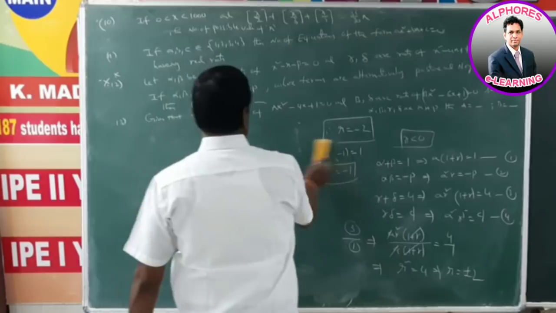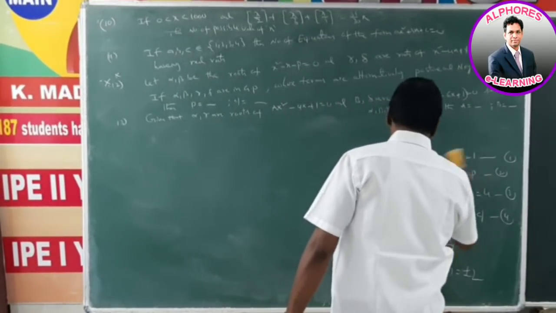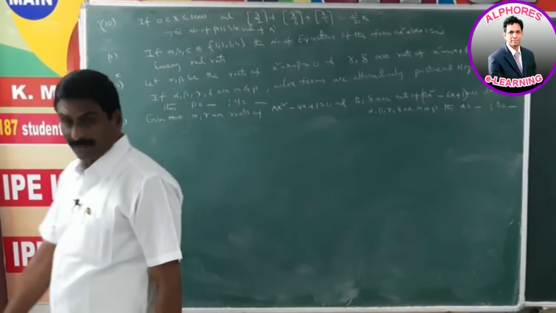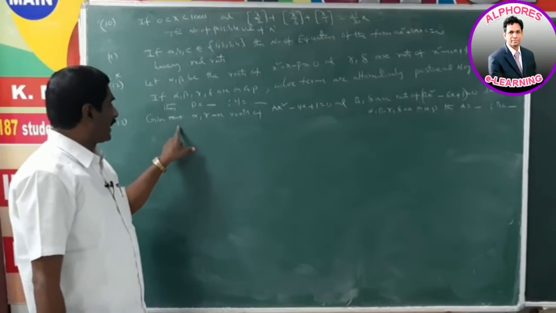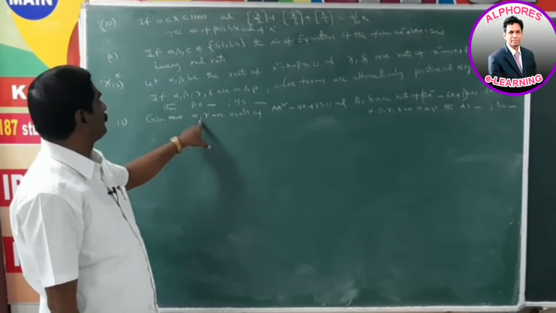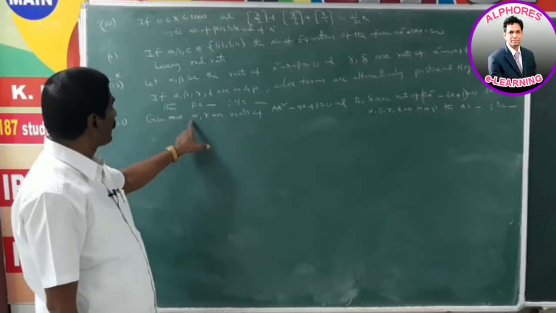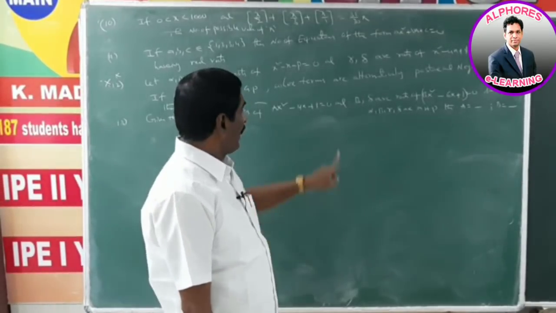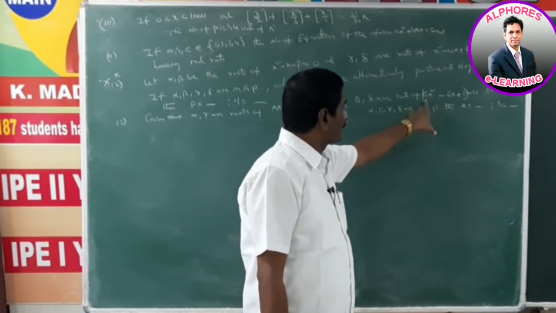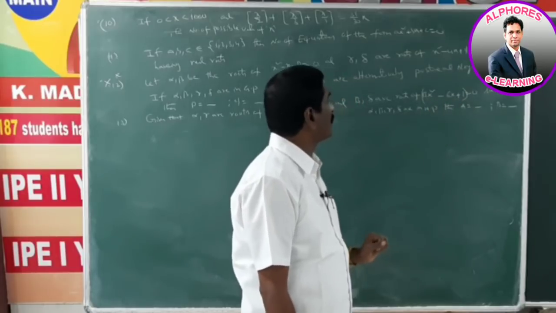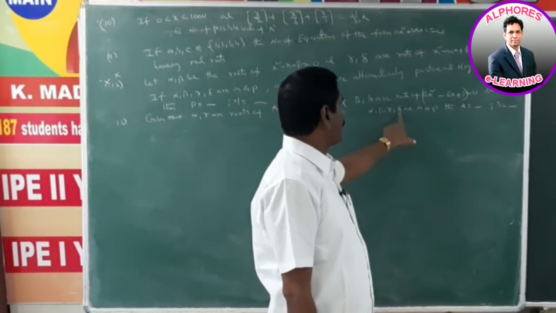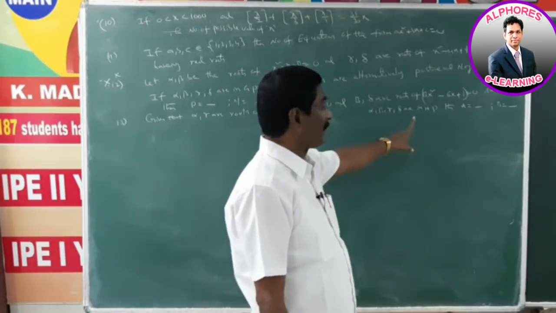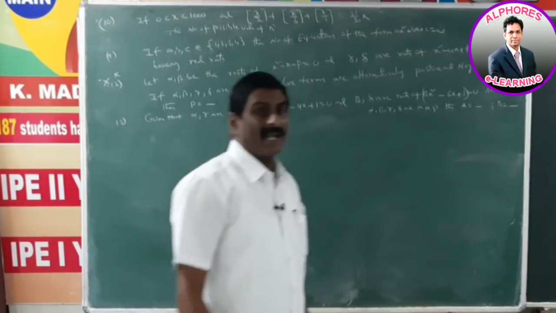Question number 13. Given that alpha, gamma are the roots of a x square minus 4x plus 1 is equal to 0, and beta, delta are the roots of b x square minus 6x plus 1 is equal to 0, such that alpha, beta, gamma, delta are in HP. In the previous case, alpha, beta, gamma, delta were in GP. Here HP, same model. Then a is equal to dash, b is equal to dash.